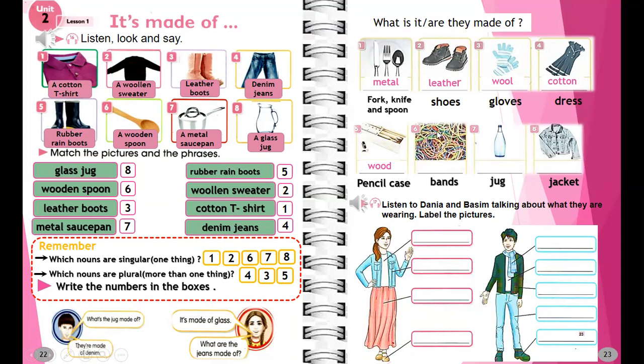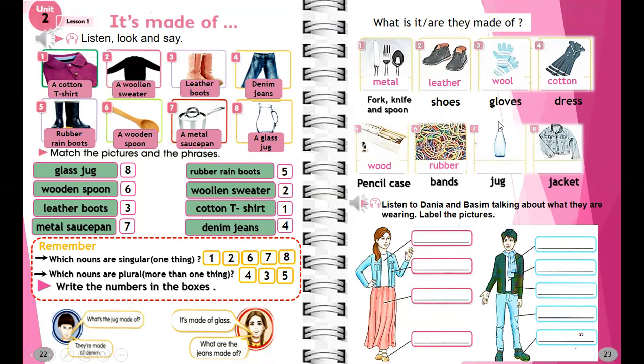We have six. Six, we have many colored bands, meaning colored rubber bands. Here it is plural, it's not singular. Then we will ask, what are they made of? Or I can say, what are the bands made of? In the answer, I say they are made of rubber.